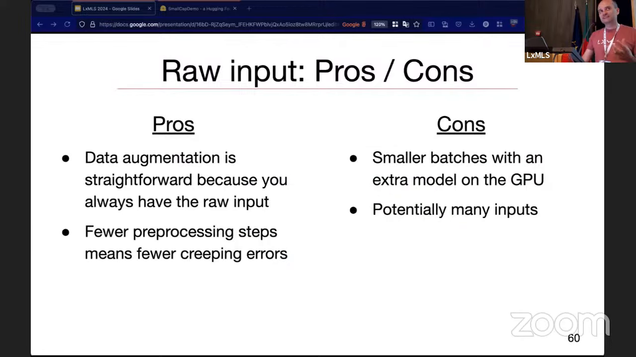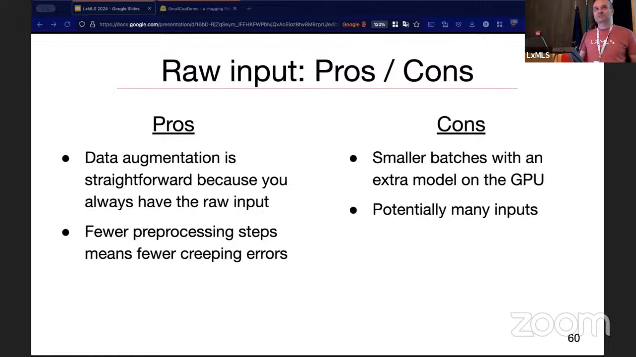And so in this case, data augmentation is pretty straightforward because you're always working directly from the raw pixels. So if you want to do random cropping or color manipulation or flipping it around the axes, this is indeed possible. And because there are fewer pre-processing steps, you'll have fewer creeping errors where you've suddenly wasted lots of GPU time extracting data. But as these vision transformer models get larger and larger, you need to devote more space on the GPU to actually processing this data. And I don't know about you, but I don't have access to a wide army of A100s. I certainly don't have access to any H100s.